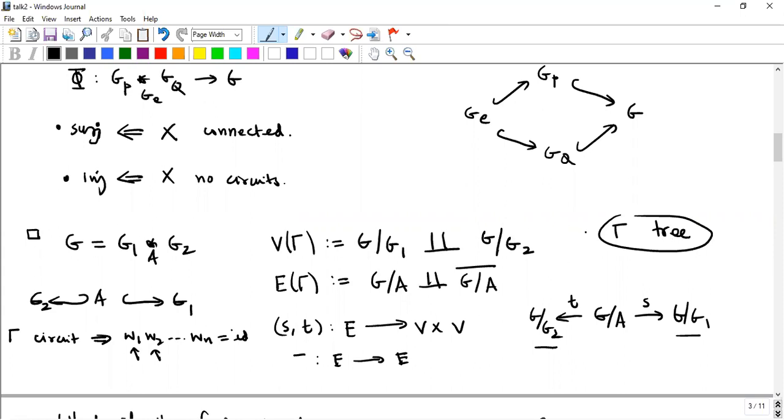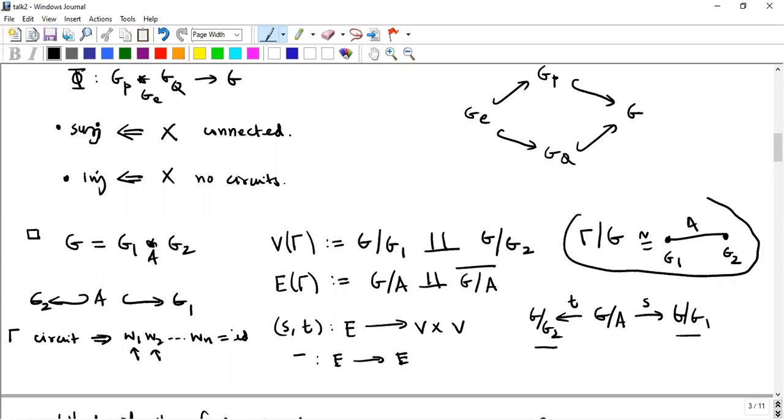So this tree, if you look at gamma by G, this will be a segment. This corresponds to a vertex. This corresponds to a coset of G1, so let's say just G1. This corresponds to a coset of G2, just G2, the identity coset. And this corresponds to an element of G by A, just A. Yeah, this is exactly what it corresponds to. This is exactly the quotient.